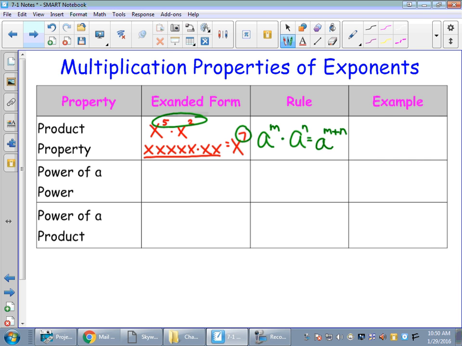Okay, so let me show you in terms of variables. If I have p to the 5th and I multiply it by p to the 4th, in my head I can expand it out and say I'm going to have 5 p's and then 4 p's multiplied together, or I can just say p to the 5 plus 4, which is p to the 9th.